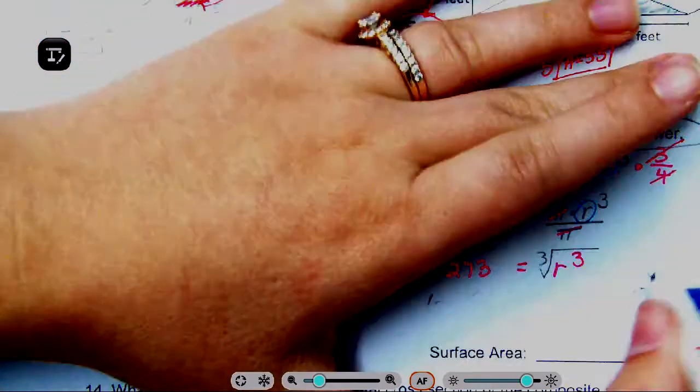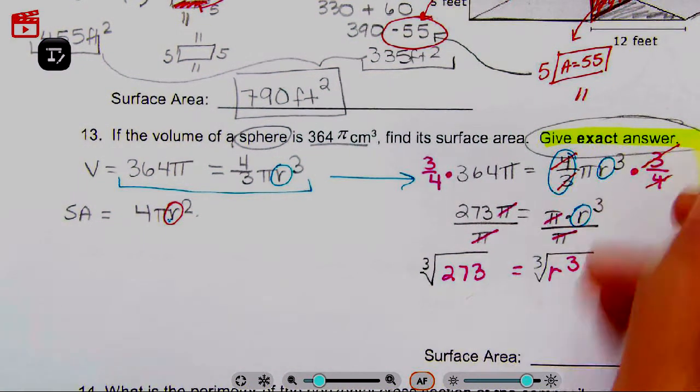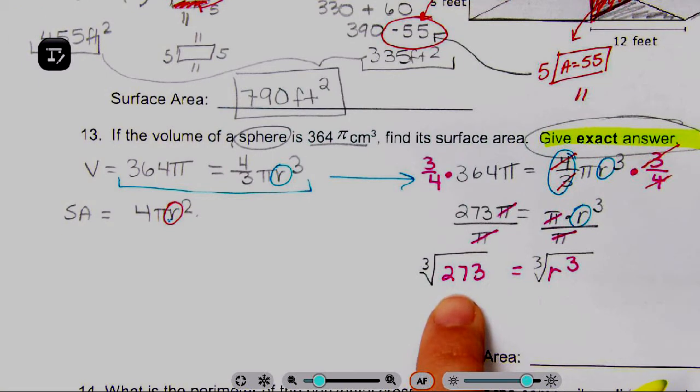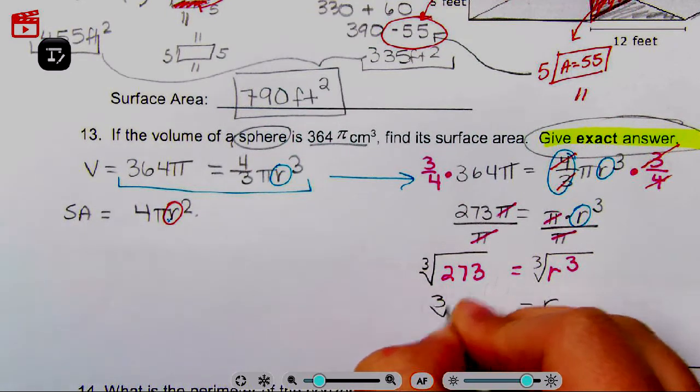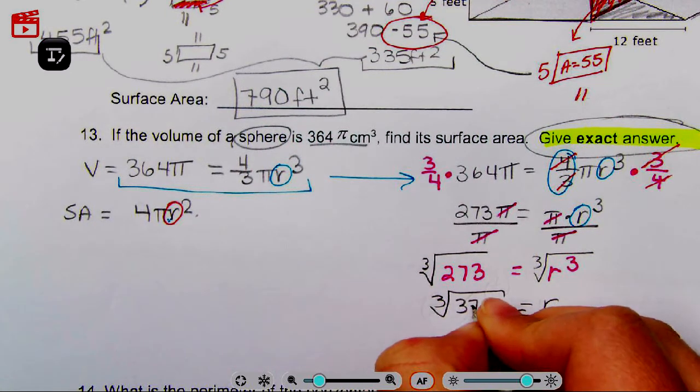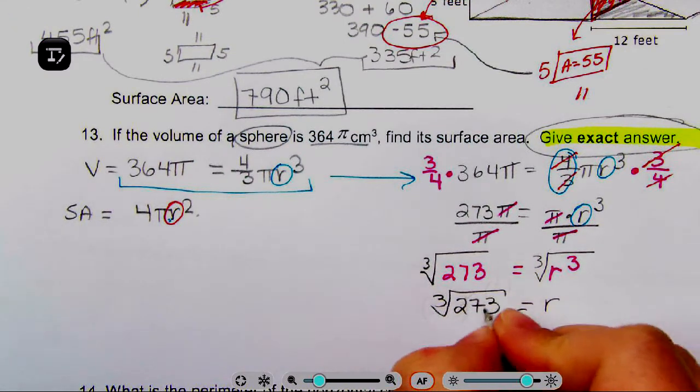If you learn anything in this class, learn how to read the directions. So I need to follow my own advice. So it's asking for exact answer, so that means I am not rounding. I typed into the calculator cube root of 273 and it gave me 6.487. I can't round. That is not the exact answer. Therefore, this right here is my radius. Now it looks ugly, I know, but that's okay. It still wants to be loved.